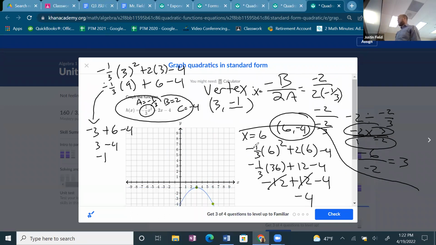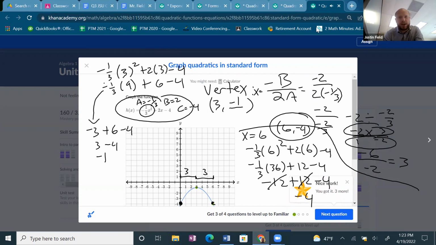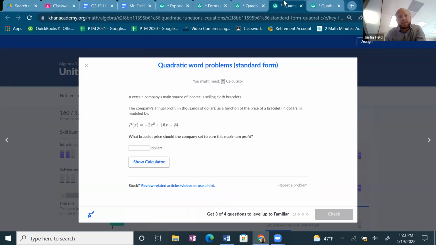There we go. And then what I was saying about the other side: if we have 6, negative 4, the 6 is how far away from the vertex? The 6 is 3 away from the vertex. So if you look, 3 away on the other side is 0. So 0, negative 4 and 6, negative 4 both have the same y coordinate. I sure am glad I got that right. So that's about graphing in standard form. Get that vertex, then choose another point and graph it.